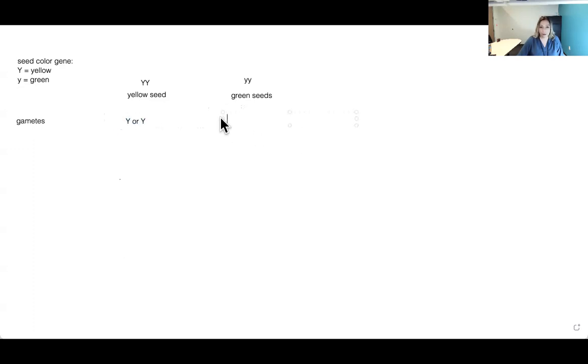Now, as you probably can guess, the gametes for the green seed plant are little y or little y. Now, it is important that you determine the gametes as your second step here, right? And this is on our way to creating a Punnett square, because you are going to put the gametes across the top and side of your Punnett square. So let's take a look at that.